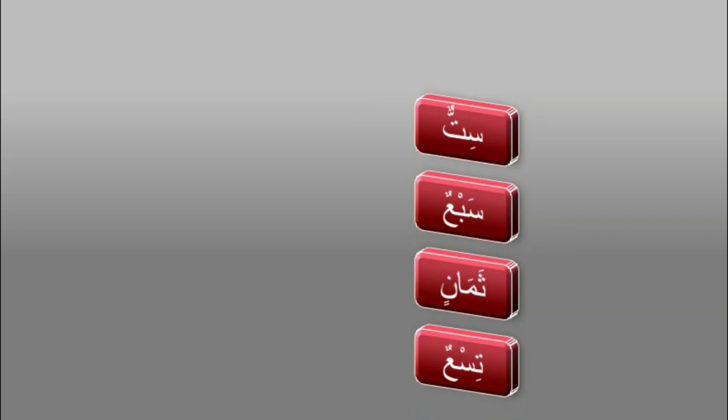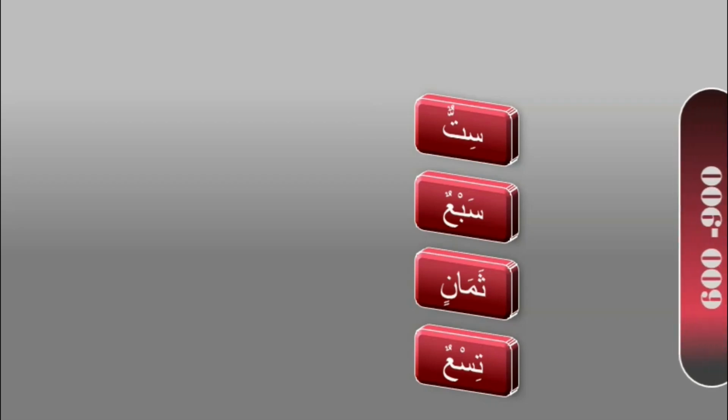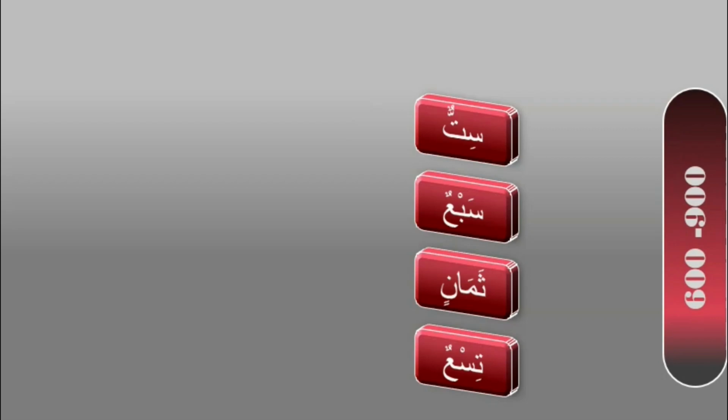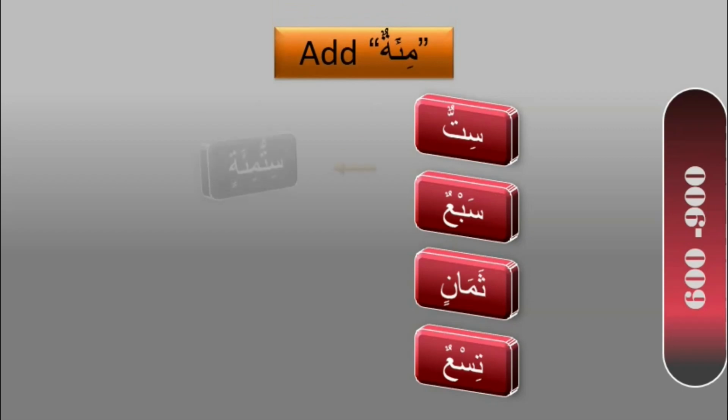Then we have these unit numbers: sittun, sab'un, thamanin, tis'un. Sittun 6, sab'un 7, thamanin 8, tis'un 9. And we want to make hundreds from them. So the formula is same. We will just add mi'atun at the end. So sittun, we add mi'atun, it became sittu mi'atin. So sittun is 6, sittu mi'atin 600.